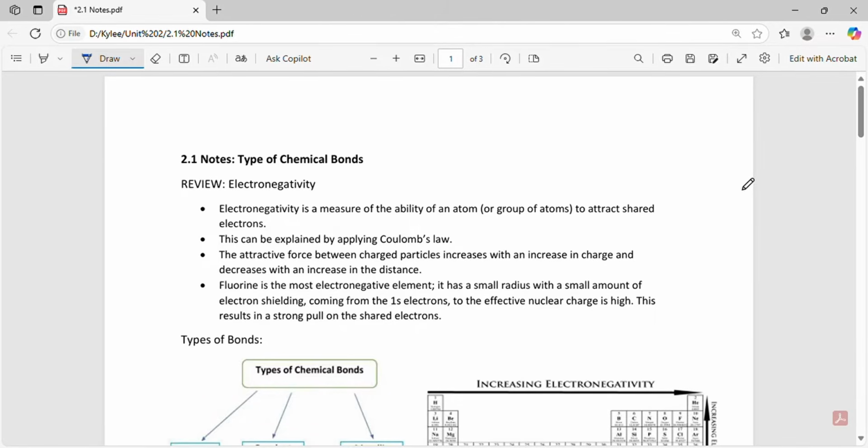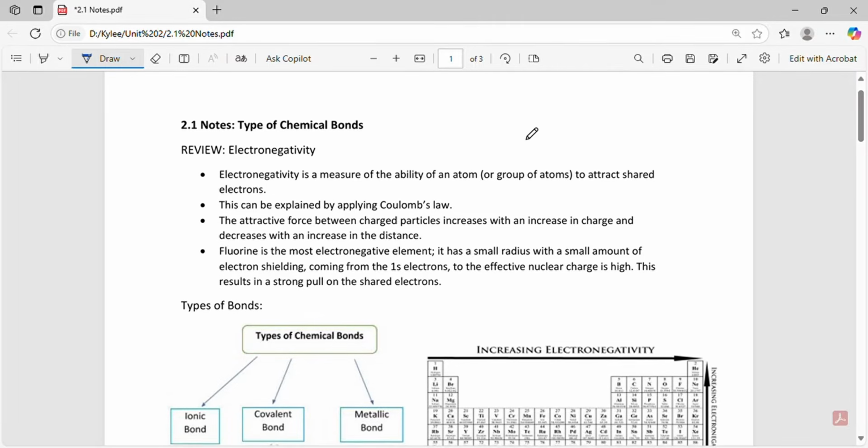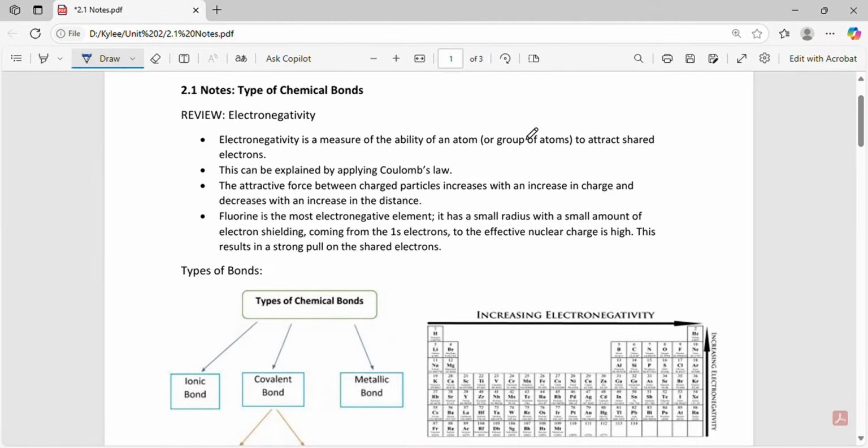Everyone. Today we are taking a look at AP Chemistry 2.1, Types of Chemical Bonds. In order to understand chemical bonds, we should probably review a little bit about electronegativity. Electronegativity is something that is covered in Unit 1 when we talked about periodic table trends. So just to review, it's a measure of the ability of an atom or group of atoms to attract shared electrons.